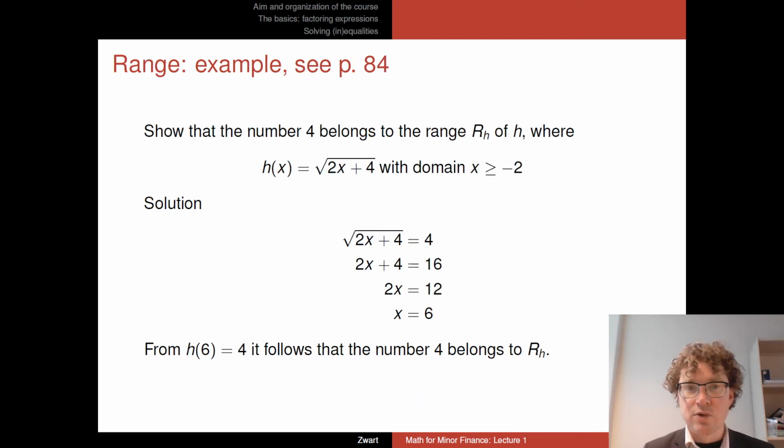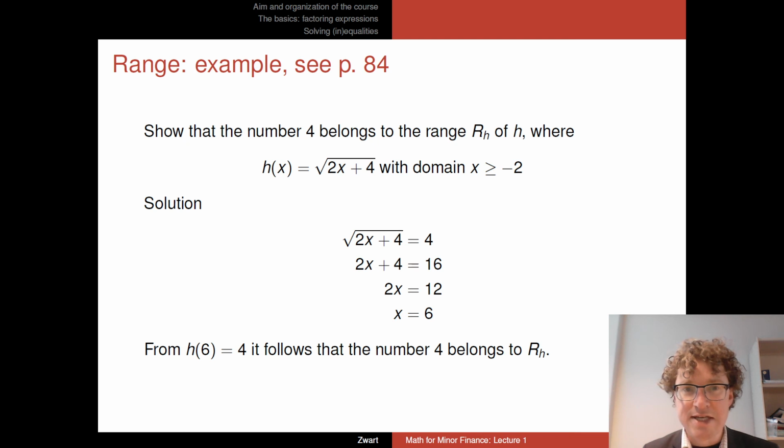The final example, also look at the range. Just as a simple example, basically showing what the range means. Remember, range means all the outputs that a function could give, given the inputs that are allowed, that are in the domain. So to give an example here, let's consider this function h of x. It's square root of 2x plus 4. What is its domain? Domain is any number x bigger or equal to minus 2, and that's the natural domain of this function, so you can check.